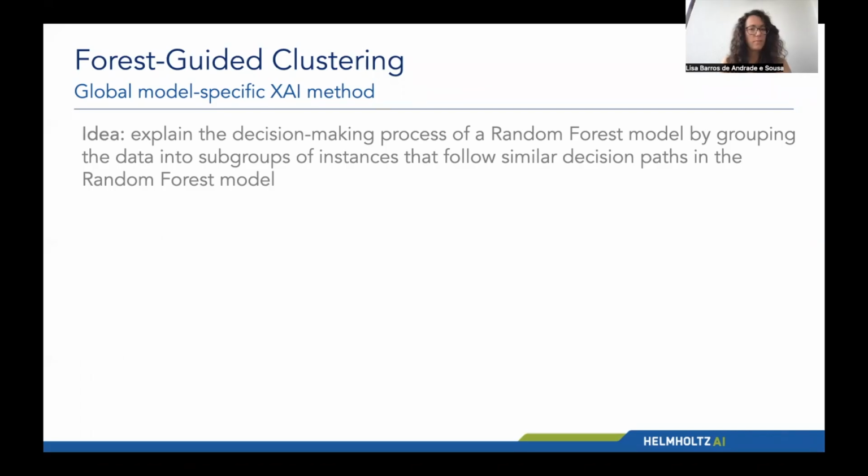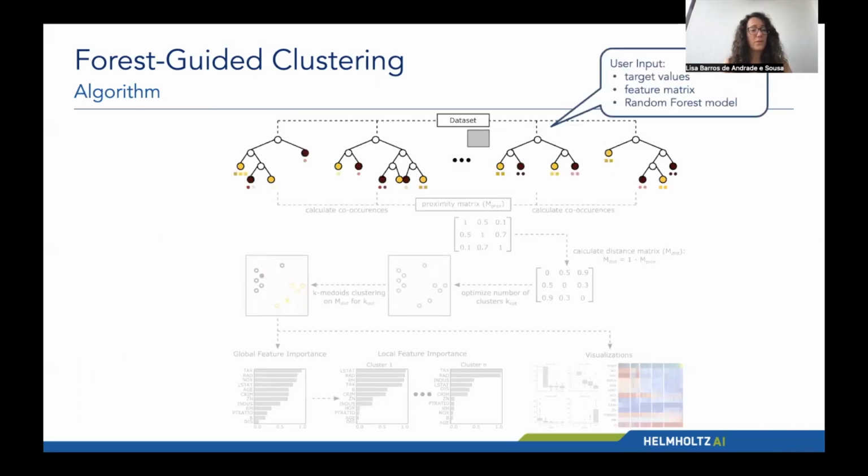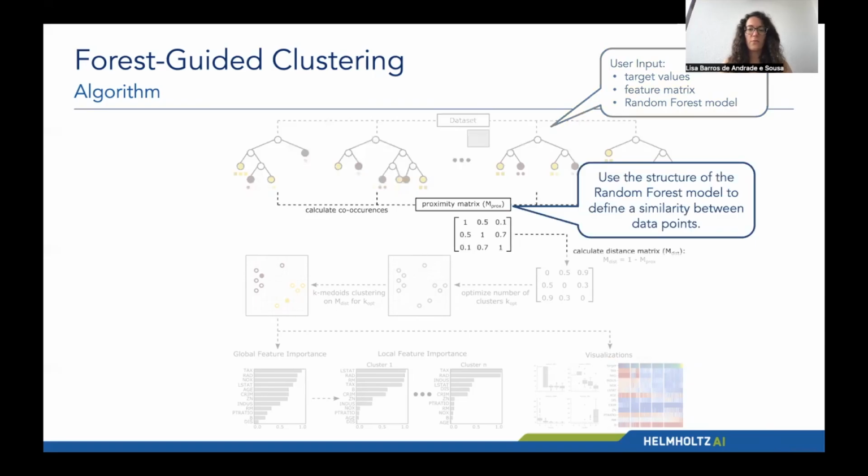But what does that mean? Well, here's an overview of the forest-guided clustering algorithm. Let's start off with the user input. The user has to input a dataset which consists of target values and a feature matrix, and a trained random forest model. In the first step, we use the structure of the random forest model to define a similarity between data points.